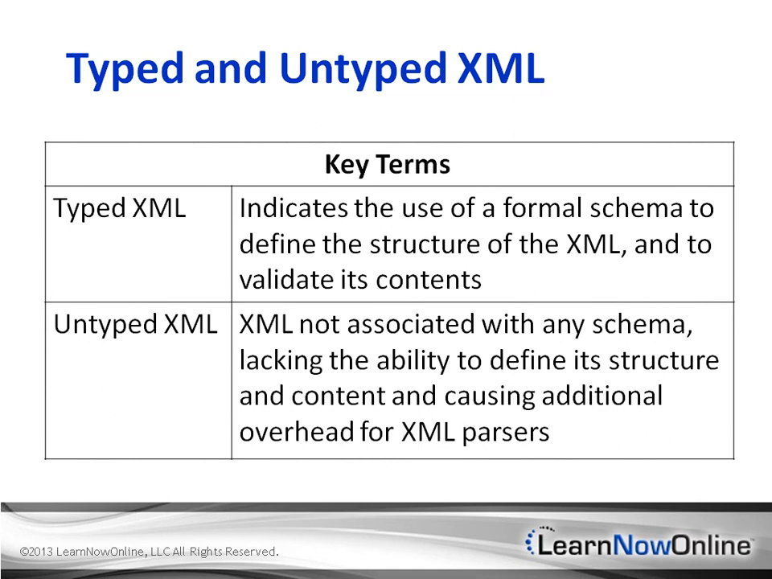So here are some key terms. Typed XML indicates that we're using a formal schema that'll define the structure, and we can use that to validate the contents. Untyped XML is not associated with any schema, so it can't be validated, and it lacks the ability to define its structure. This will cause additional overhead for parsers.